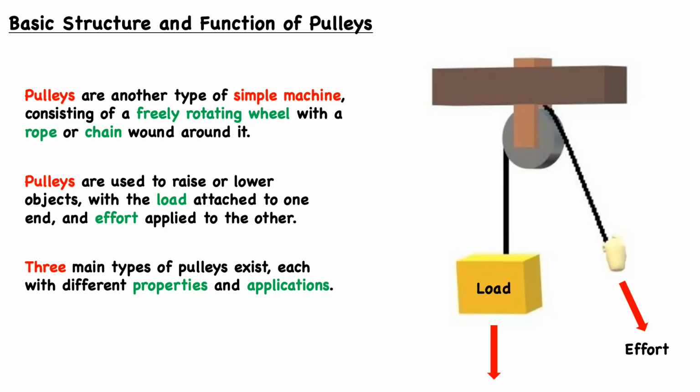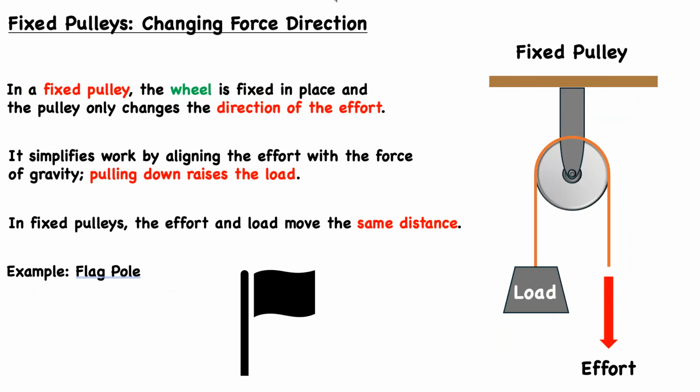and applications. So the first and simplest type of pulley is called a fixed pulley. And in a fixed pulley, as the name suggests, the wheel is fixed in place, which we can see in our diagram here, and the pulley only changes the direction of effort. It doesn't reduce the effort. So, for example, in our illustration here, this load is lifted by applying effort downwards.